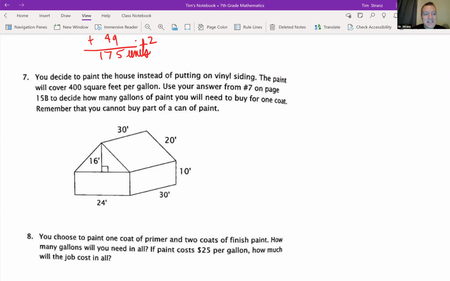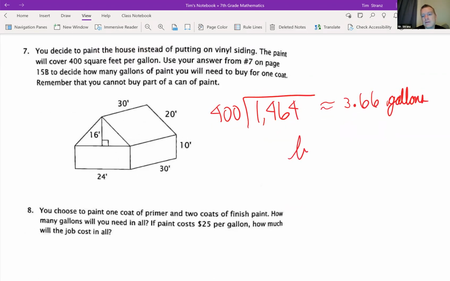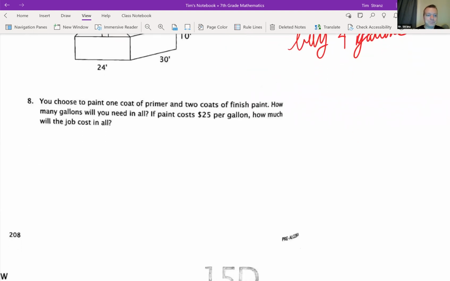So for number 7, we got to go back to 15B. Turn your page back. If we go back to 15B, 1464 was the area, remember? If they're talking about the entire area, 1464, I need to divide that by my 400 square feet. If I divide that by 400 square feet, I get about 3.66 gallons. So you need 4 gallons then. So you would need to buy 4 gallons. I think that's all they were asking for number 7. Yep.